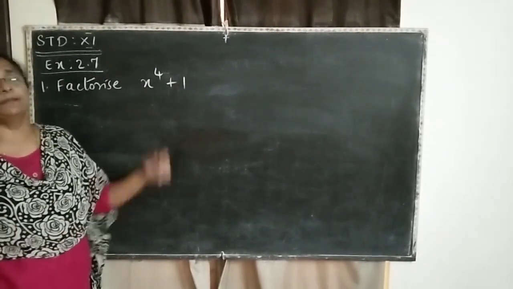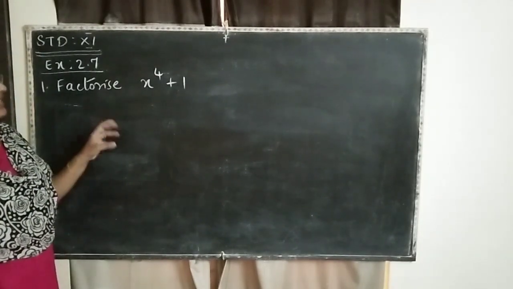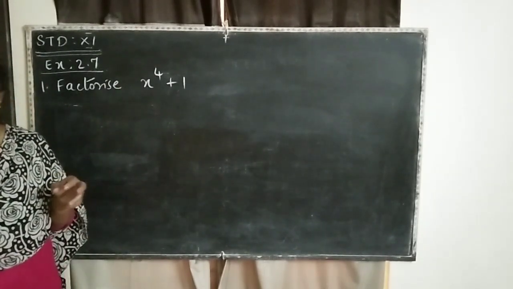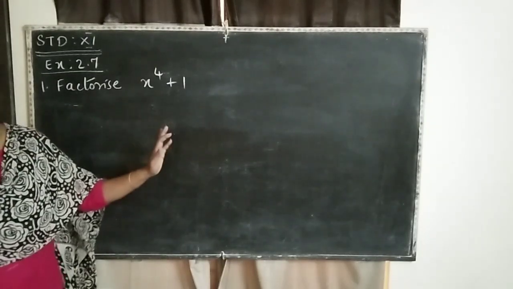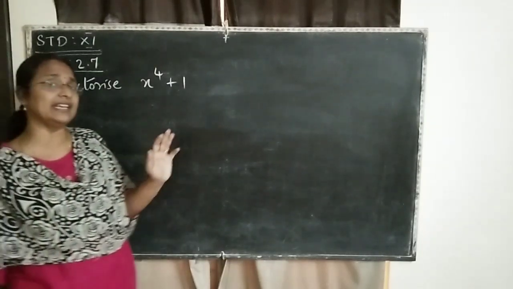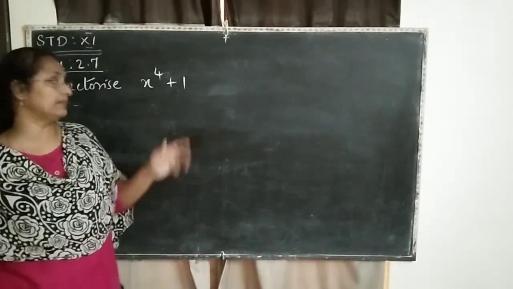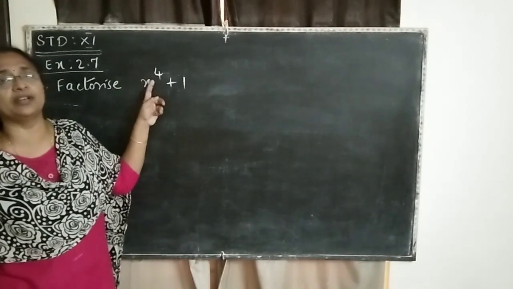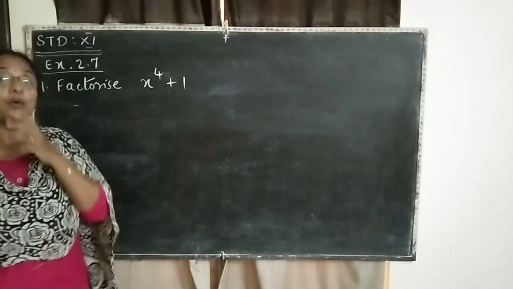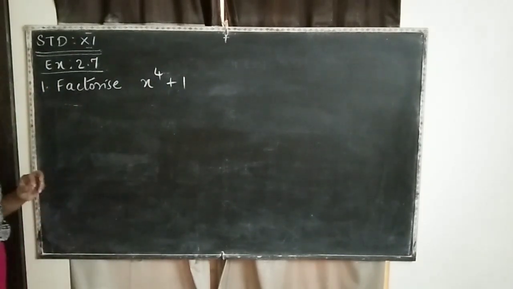Factorize x power 4 plus 1. Now it is given as a hint to try this using the completion of square. We are not going to use the square completion method because it can be used only in a quadratic expression, but this is not a quadratic expression because the highest power of this polynomial expression is 4. It is a quartic polynomial expression.